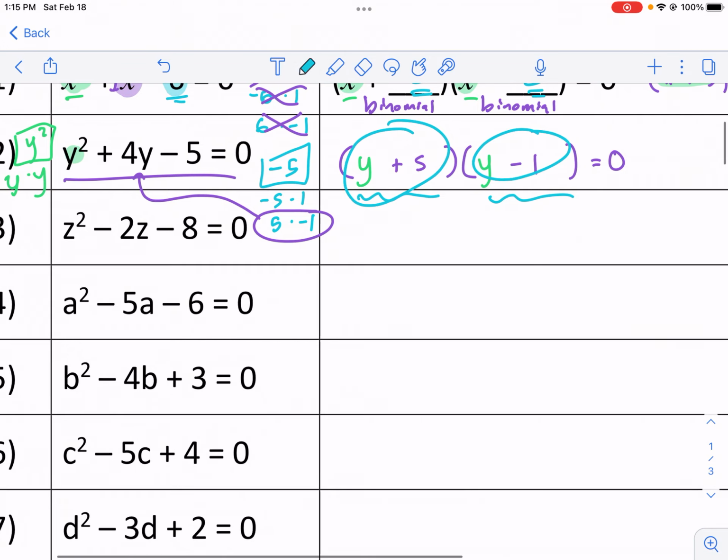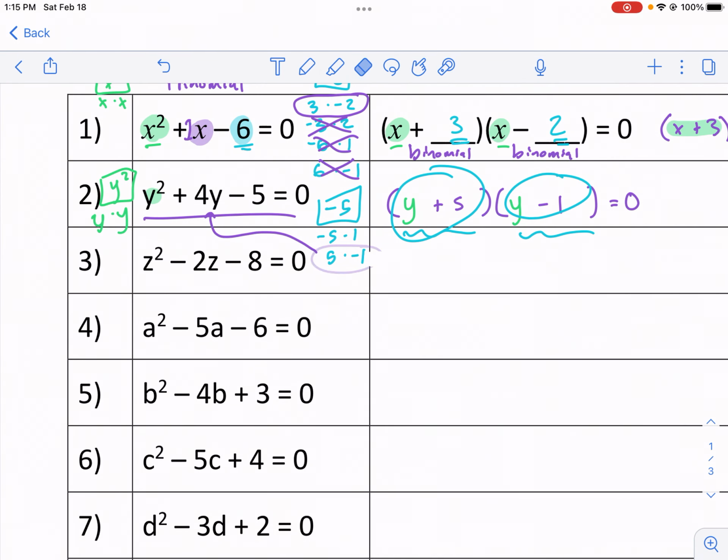So that's the format. We can go through all of these. We're going to see some patterns as we go along. I'm going to go quicker and quicker as we go, okay?